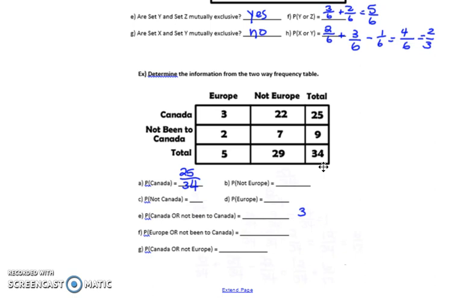Then the probability of not going to Europe: there are 29 people that did not go to Europe. I have to make sure to get the total there. So 29 out of 34. Then the probability of not going to Canada: 9 people didn't go to Canada out of 34. And then finally, Europe: 5 people have gone to Europe out of 34.